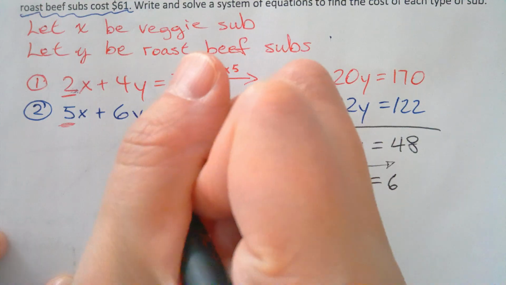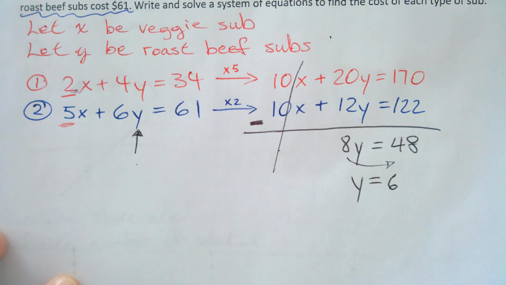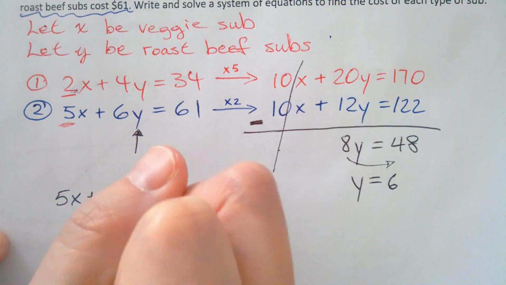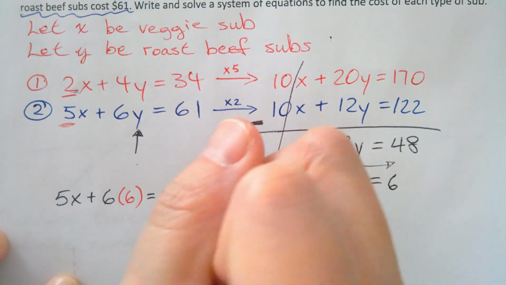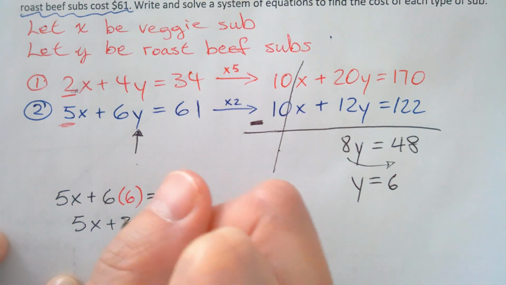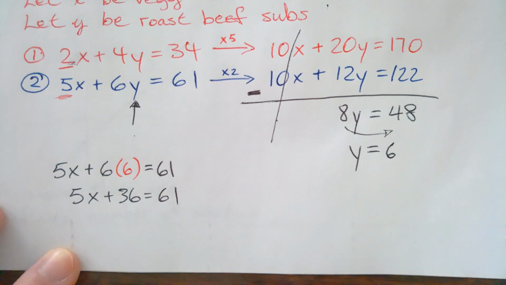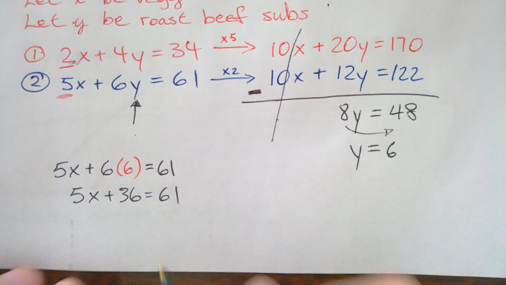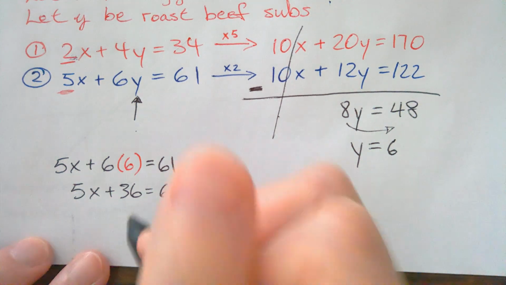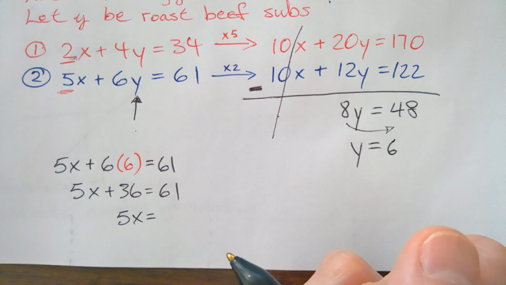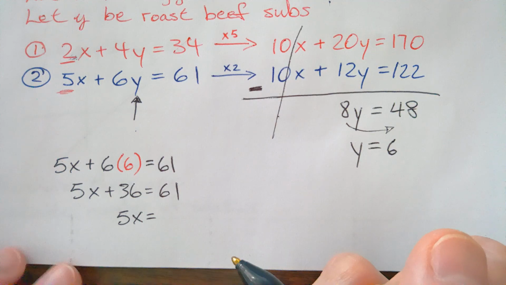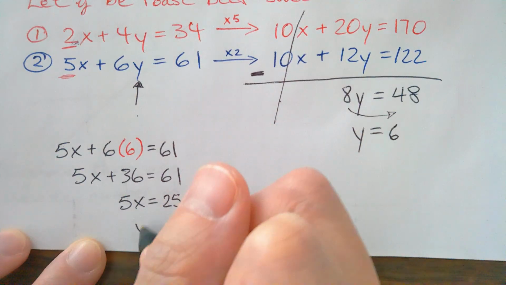So let's say I substitute it in here. Let's say this one. Okay, so 5x plus 6 times, bracket 6. Good. 61. So 5x plus 36 equals 61. Okay, from here. Okay, yeah, Leandro? 61 minus 36 equals 5x. Yep. And what is 61 minus 36? Somebody with a calculator, because I don't. Yeah, 25. 25. Alright, and so x equals?